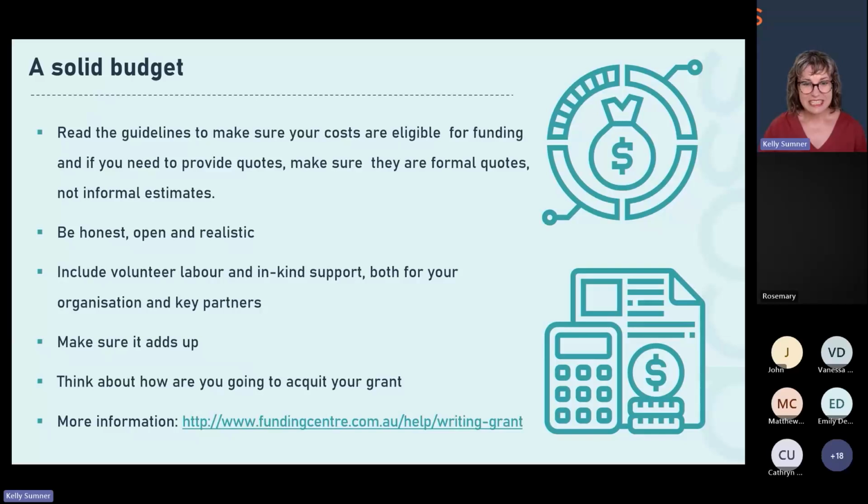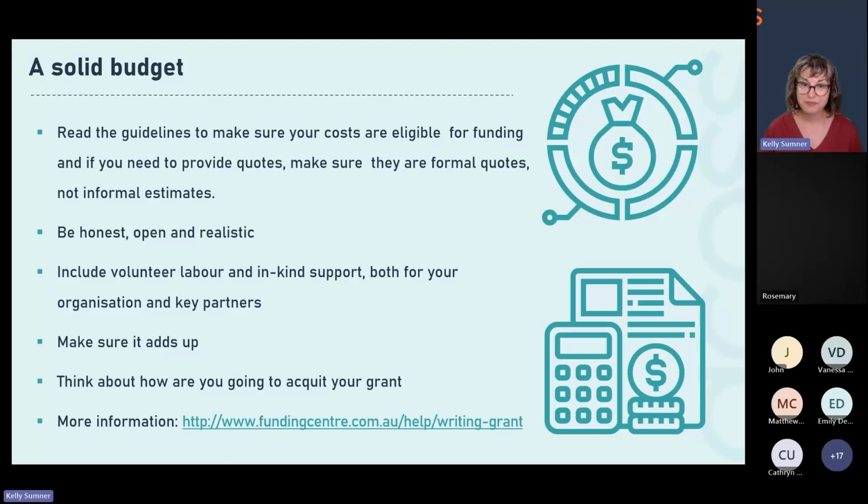Budget. Your budget is a form of evidence, although it may not seem like it. And we did have a question about budgeting before. So how to set up a solid budget was, I think, the question. And that's exactly what we've got here. A few things that you need to think about are, first, the guidelines for the particular grant you are applying for. As I mentioned earlier, Google the grant name and guidelines for funding, or funding guidelines. It should be really clear what can and can't be included in your budget, the things that they will and will not fund.